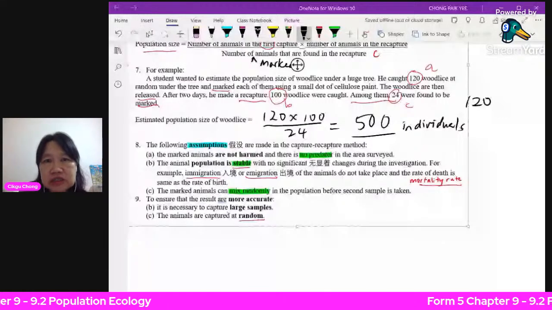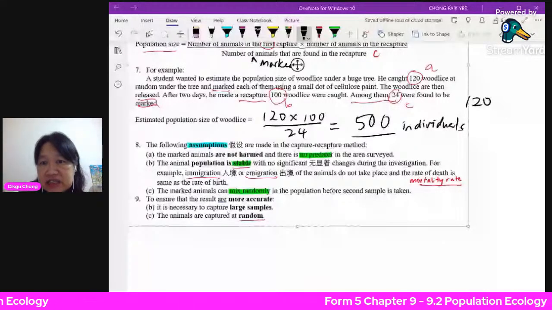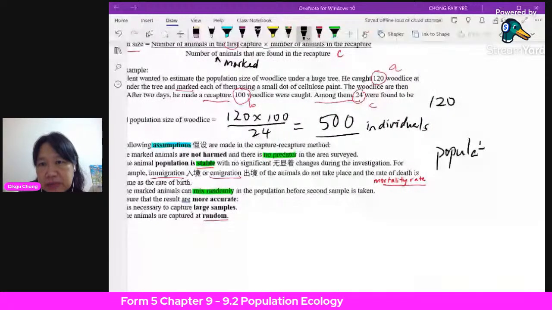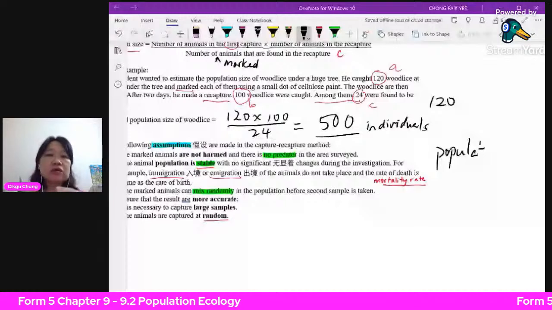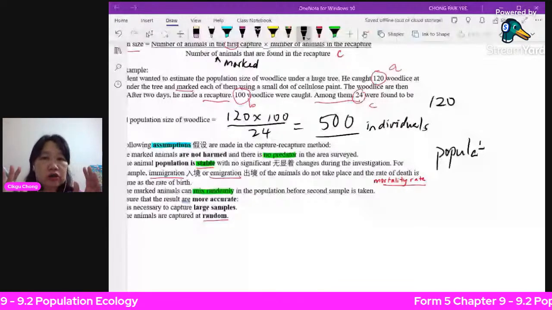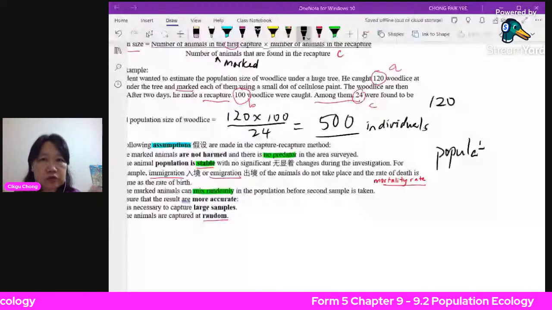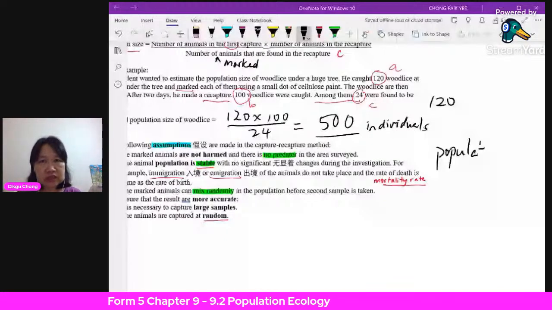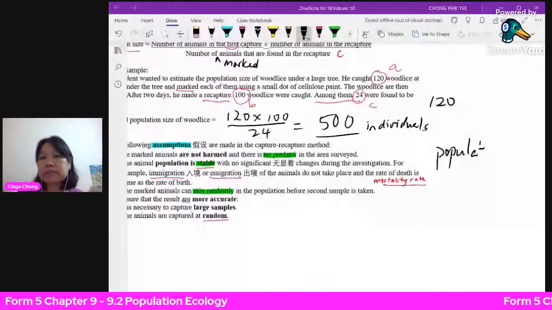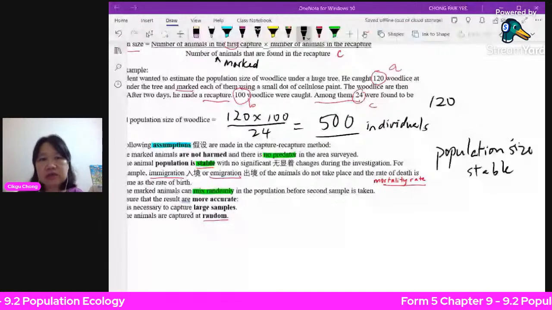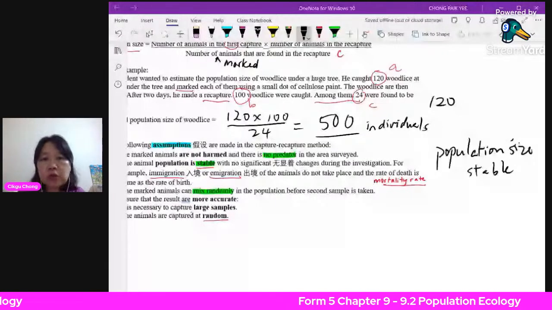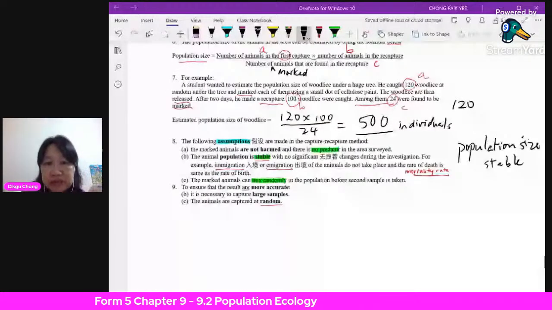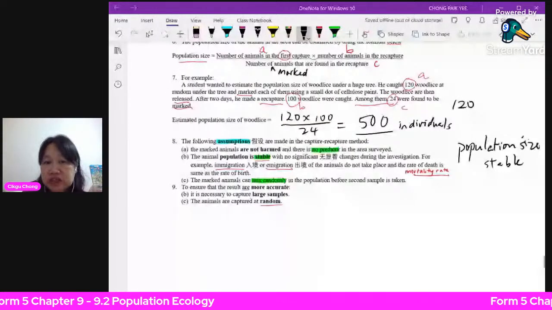There could be, but you must assume that the population is stable. So your assumption here is that the population under investigation, the population size, is considered stable. Stable, that means it won't increase or decrease. That's why for your study, you must not do it for too long. Your first capture and your second capture must be done within 3 to 4 days. Cannot leave it for too long. You leave it 1 month, the population definitely will change. Okay, it's not accurate anymore. So no predator, you must assume there's no predator there. Animal population is stable. That's why I must say no significant changes during the investigation.